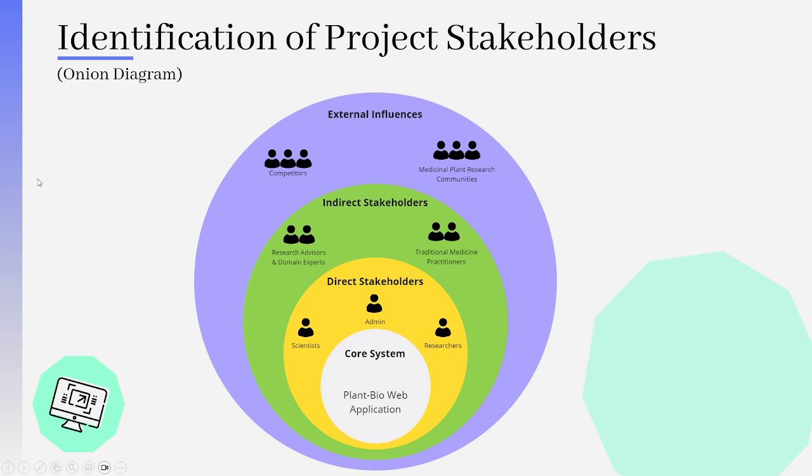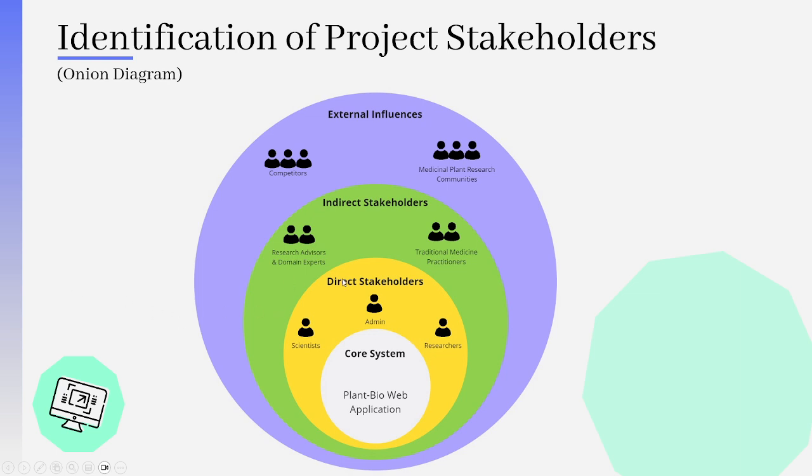Identification of project stakeholders, and I used an onion diagram. So let's check the key stakeholders involved in this project. Using an onion diagram, I have categorized them into three layers. The core system, as you know, is the plant web application itself. The next layer is the direct stakeholders. These include researchers and scientists who will use the platform to search, filter, and analyze the data.